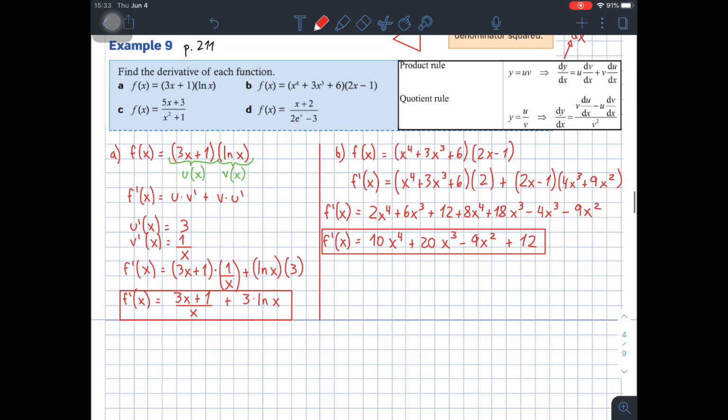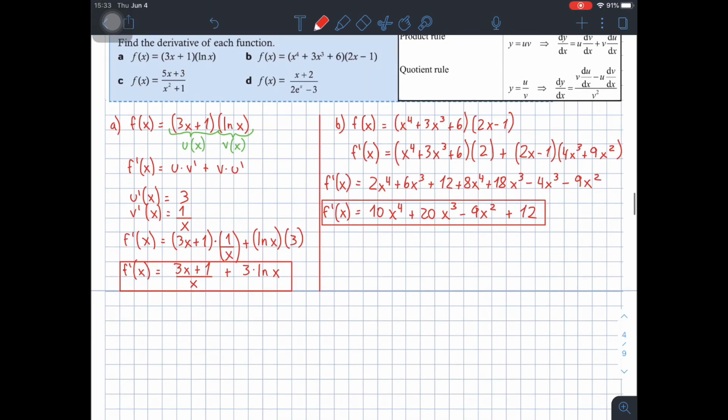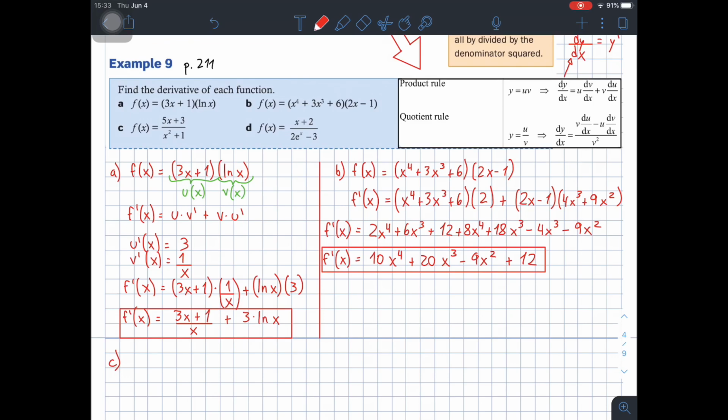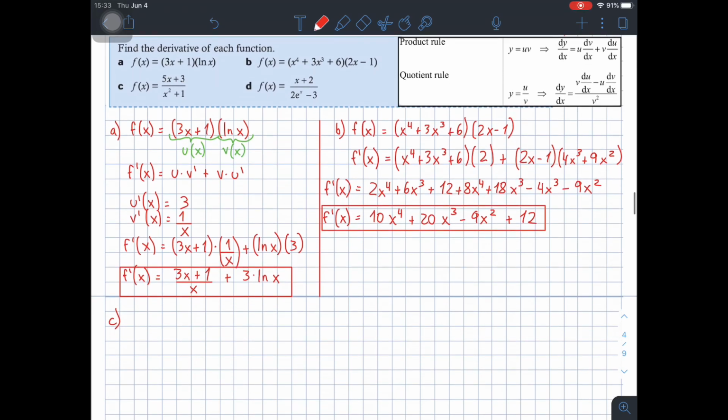Okay, to finish this, we're going to see the last two examples which involve the quotient rule, which is the other rule that we also learned today. Quotient rule, as you remember, is when you have a function divided by another function. So let's do the first one step by step to avoid confusion. Let me write the function first. F of x equals 5x plus 3 divided by x squared plus 1.